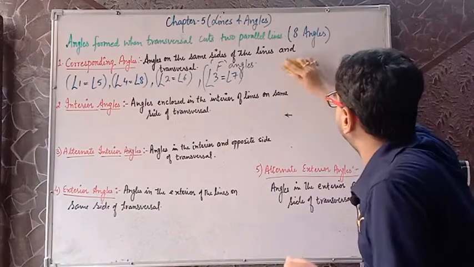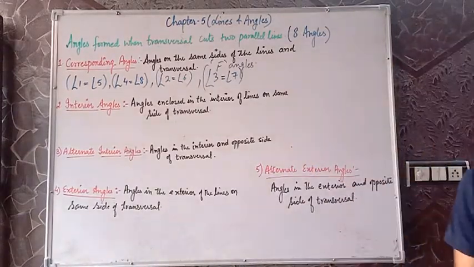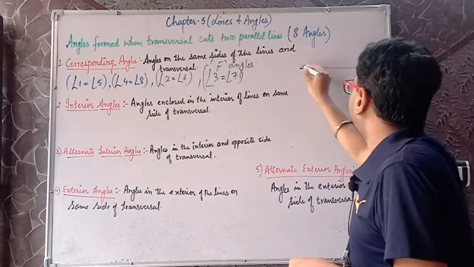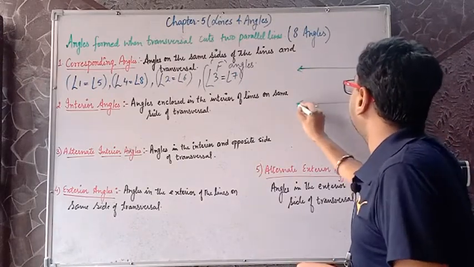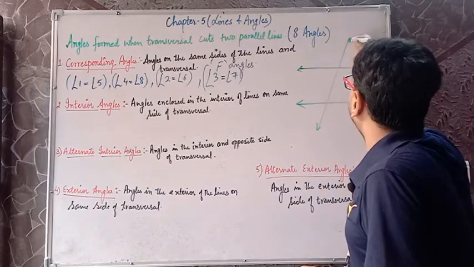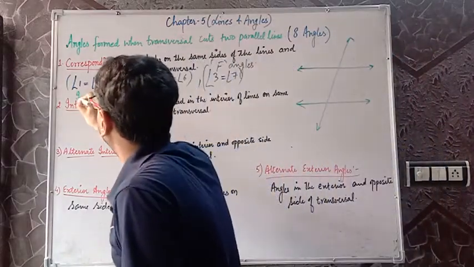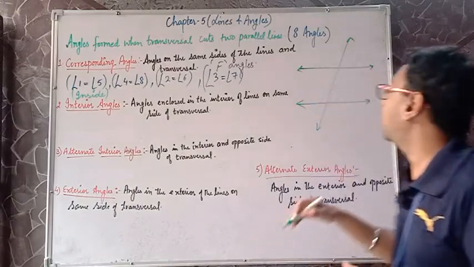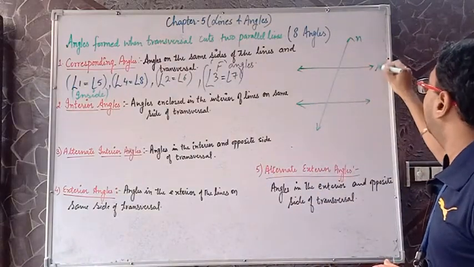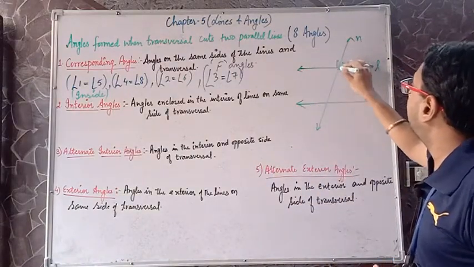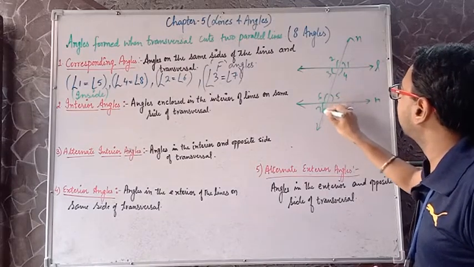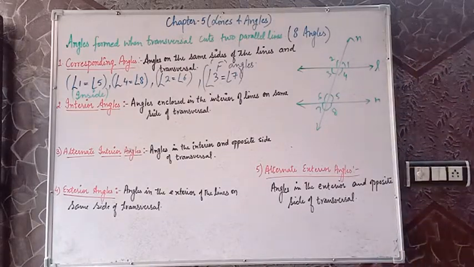Let me rub this and show you what we mean by interior angles. I'll keep rubbing the figure again and again for your understanding. Interior means inside, so inside angles are interior angles. Let's see: lines L, M, angle 1, angle 2, angle 3, angle 4, angle 5, angle 6, angle 7, angle 8. Eight angles are formed.